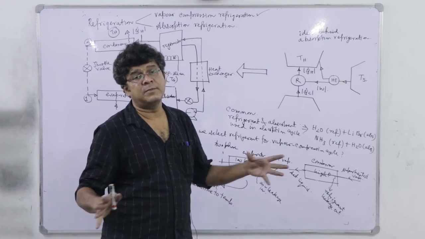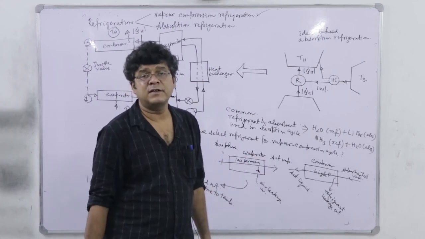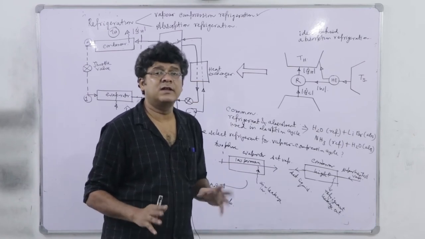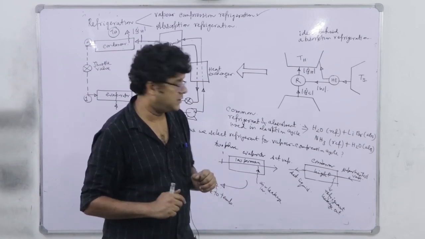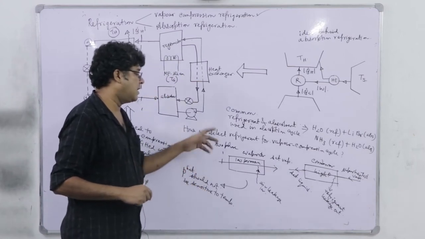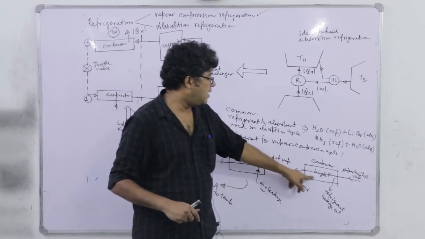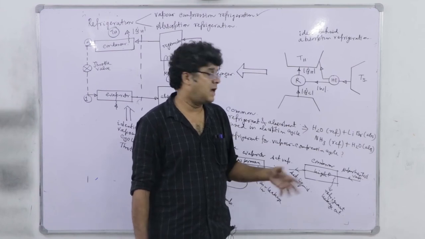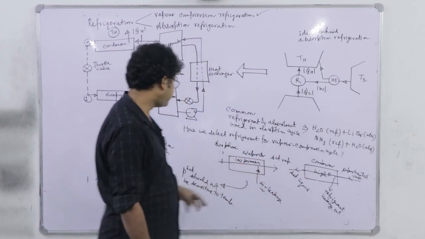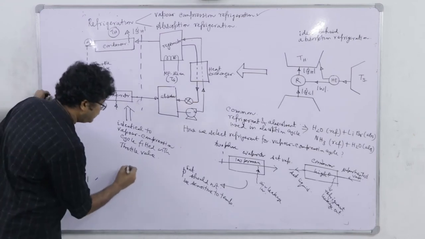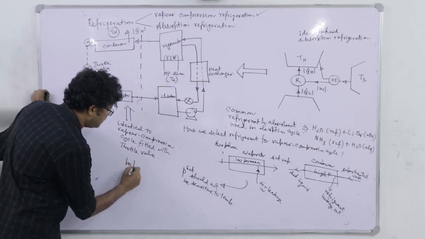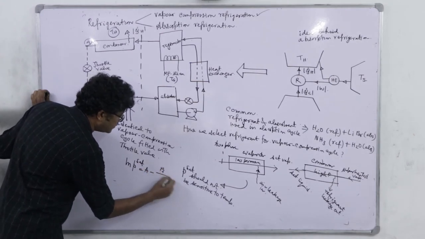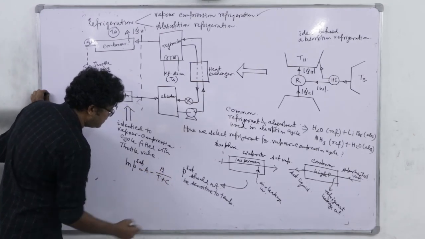So, over this temperature range, the vapor pressure is not changing much. Those materials are suitable as refrigerant. At the same time, it should not have a very low saturation pressure at the evaporator. We know the vapor pressure is related to temperature by Antoine's equation.